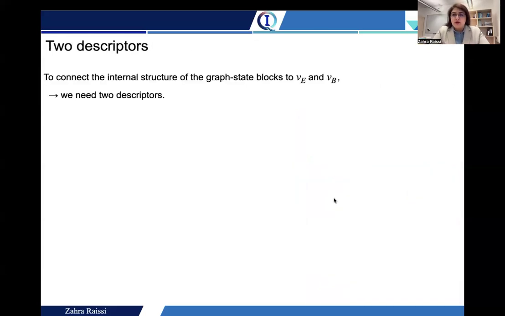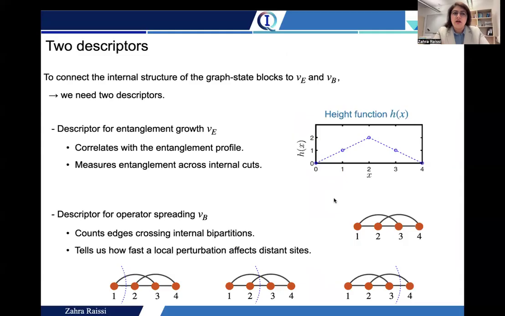We also wanted to show that entanglement velocity and operator spreading are connected to the internal structure of the building blocks. Therefore, we needed two descriptors for connecting to the internal structure. One descriptor is tied to entanglement growth. So it correlates with the entanglement profile. We measure the entanglement across internal cuts. So the building block of the graph state which has more entanglement across internal cuts has a higher rank for the entanglement growth. And this is also connected to the height function.